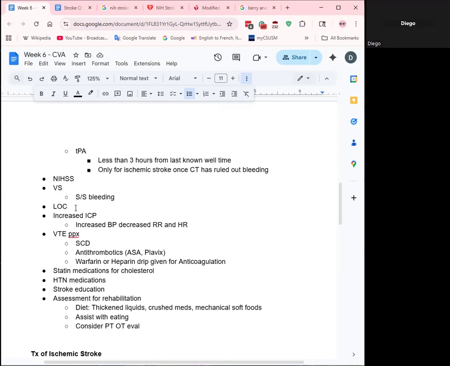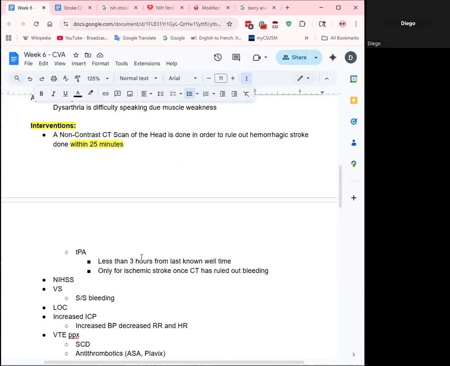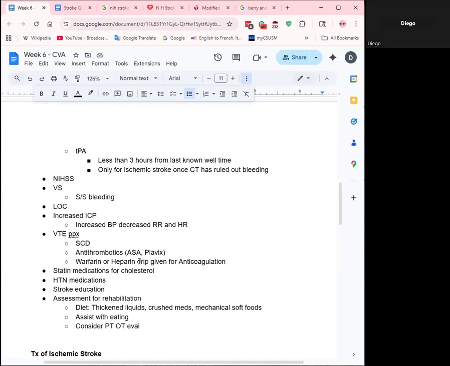Level of consciousness kind of goes with everything else. When somebody has a stroke, they're also going to have an increase in ICP, which is the intracranial pressure. So this will lead to increased blood pressure, and at some point, the compensation factors are also going to be decreased. But as this is a buildup of pressure in the head.